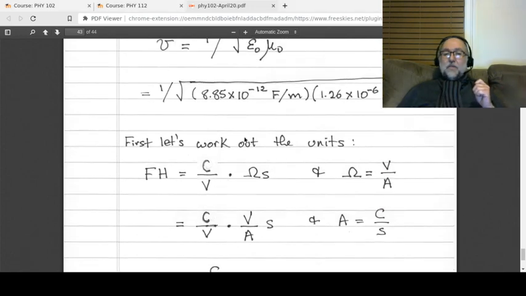But we didn't just have farads and Henrys up here. We had farads per meter and Henry per meter.